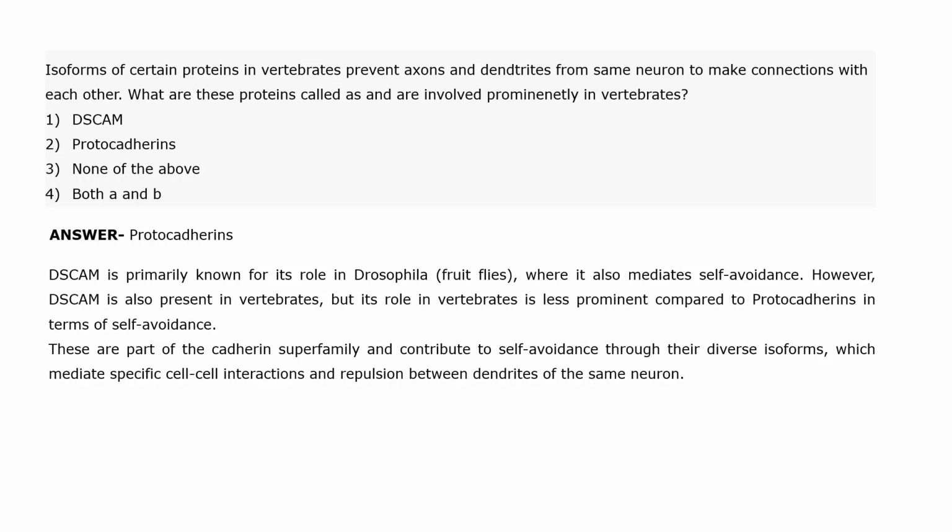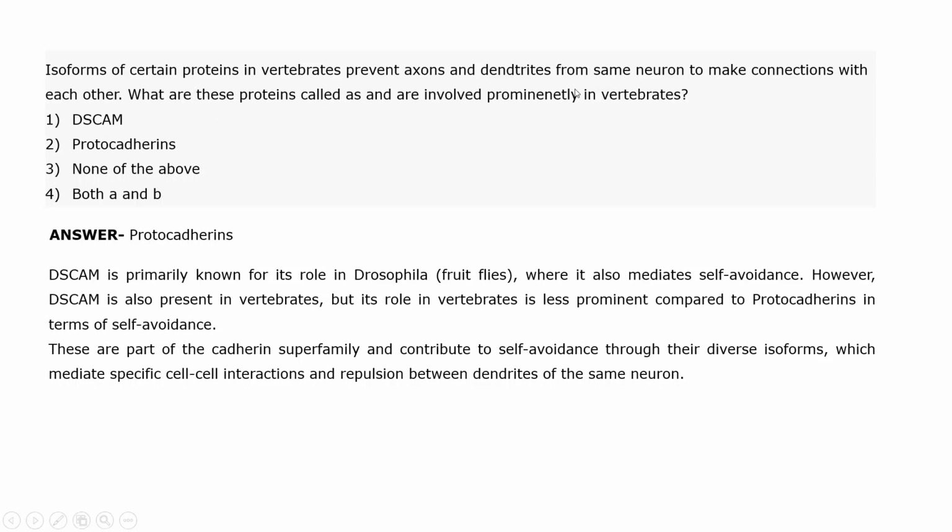In the case of the same neuron, the same isoform of DSCAM will be present in the nerve endings and the dendrites. So they cannot interact with each other because they are repulsive to each other. But in a different neuron, different isoforms will be there. Because of the presence of different isoforms of DSCAM, they can interact with each other, because there is no repulsion, as they are not identical in nature between different neurons.